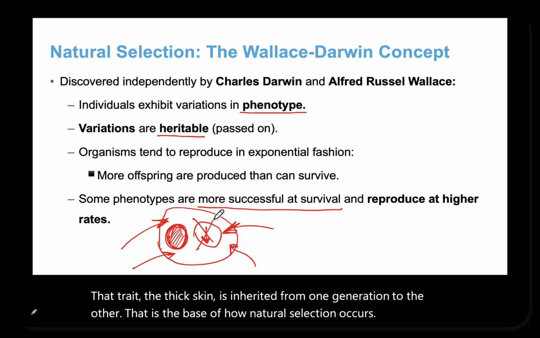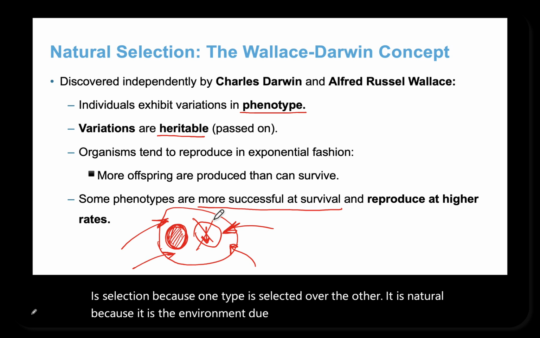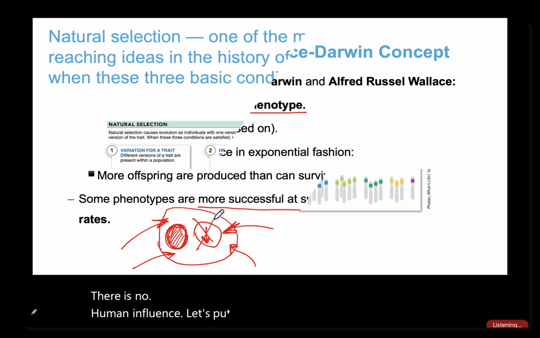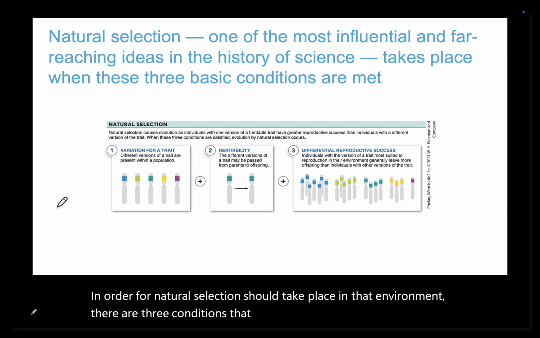It is selection because one type is selected over the other. It is natural because it is the environment, due to the pressures, that ended up executing that selection. Okay? There is no human influence, let's put it that way, in selecting those traits. In order for natural selection to take place in that environment, there are three conditions that need to be met.